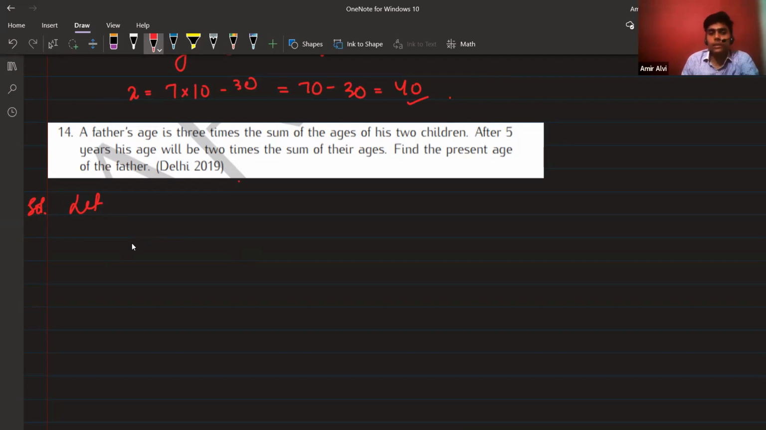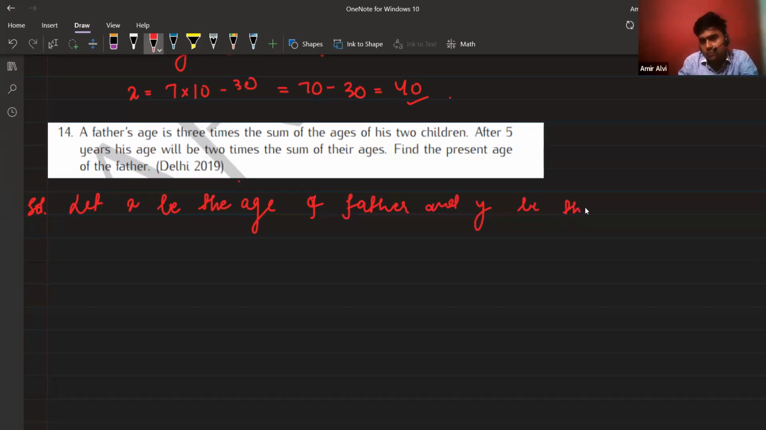So Hiba and Adil, what we can do here, this question is of 2 variables. So let's take X as the age of the father, and Y as the sum of the ages of his children, because it's saying find the age of the father. It's not saying find the age of the children.